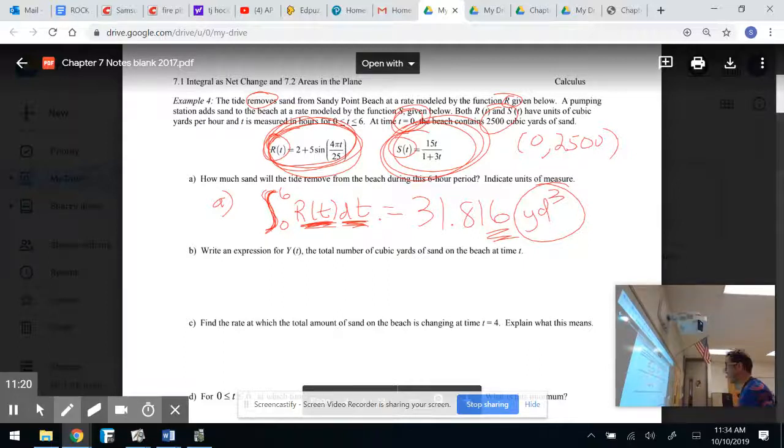B: Write an expression y of t for the total number of cubic yards of sand that's on the beach. So we want some expression y of t. I'm going to make up a function here. What do we have to do when we do a problem like this? The one thing a lot of students forget is the initial amount.